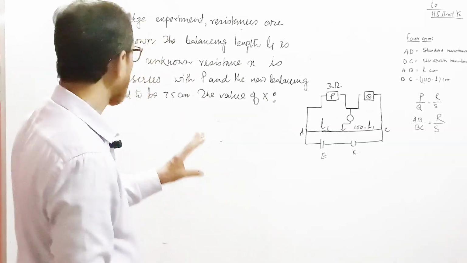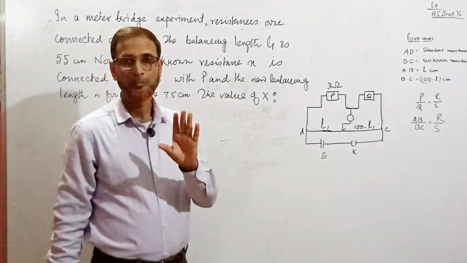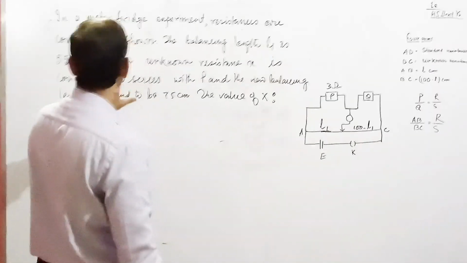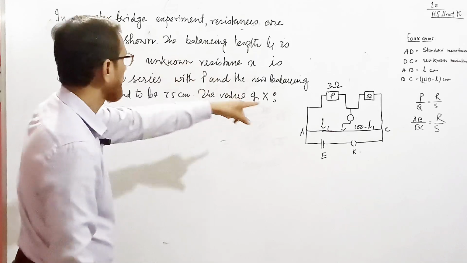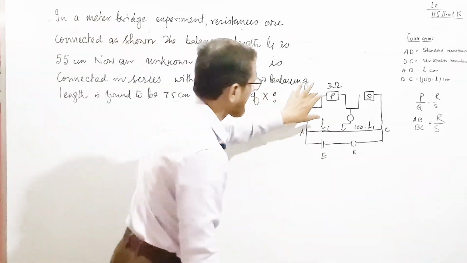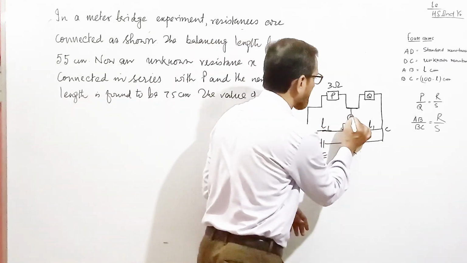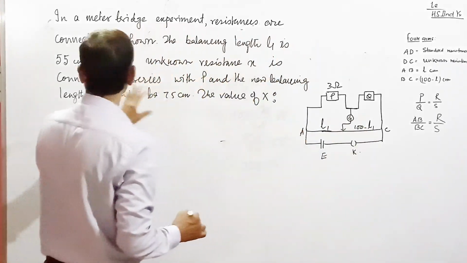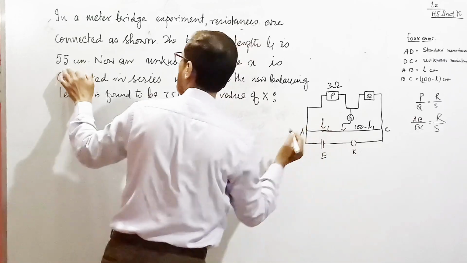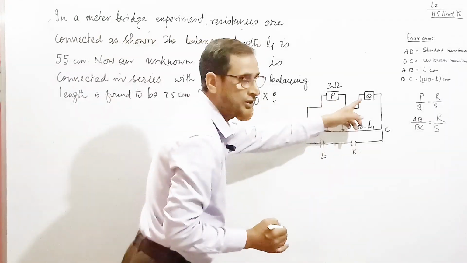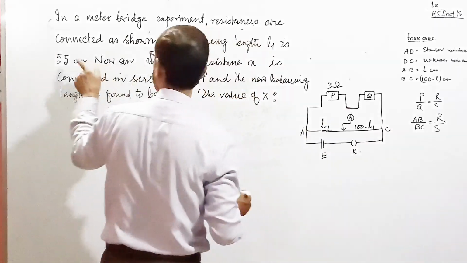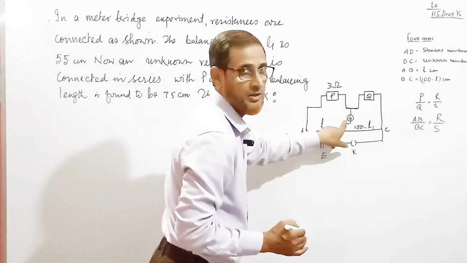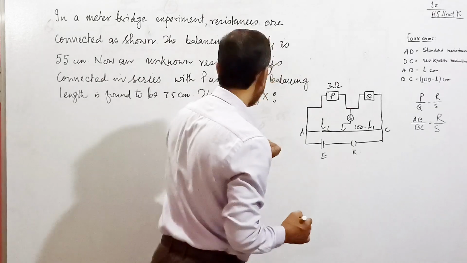So now this question is a bit twisted, but still it is very simple. You are given a meter bridge experiment, where resistances P and Q are connected as shown, and the null point exists at length L1 equal to 55. When the jockey is moved to the point at length 55, it acquires the null point, meaning no current passes through it.